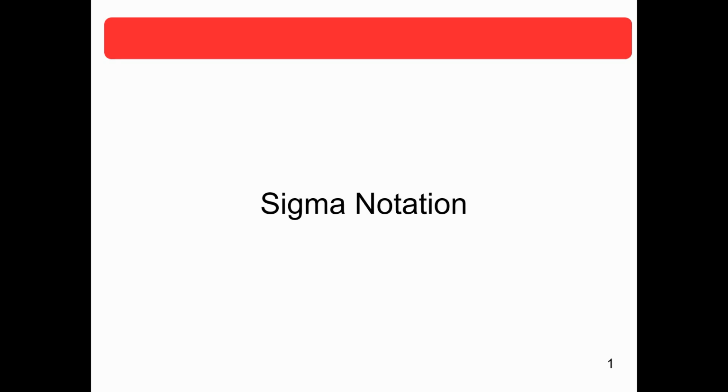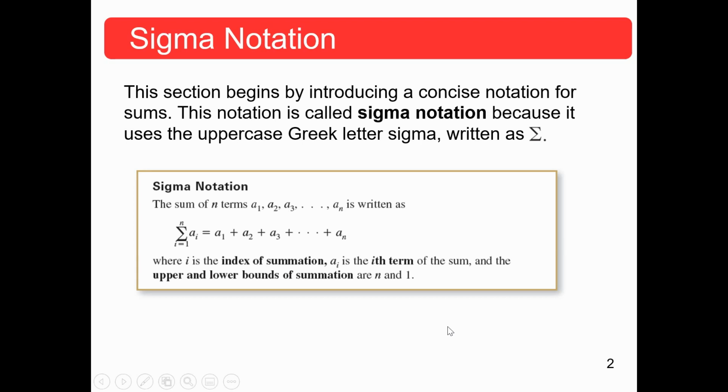In this video, we're going to be looking at sigma notation. Basically, we're going to look at a concise notation for adding a bunch of things together. So we call this summation. Sigma notation is just a way to do summations, and we call it sigma notation because it uses the upper Greek letter sigma, which looks like this.